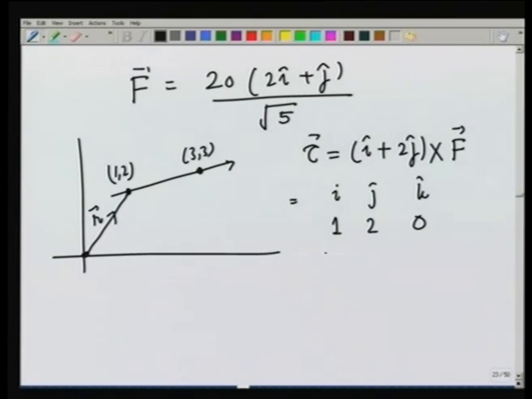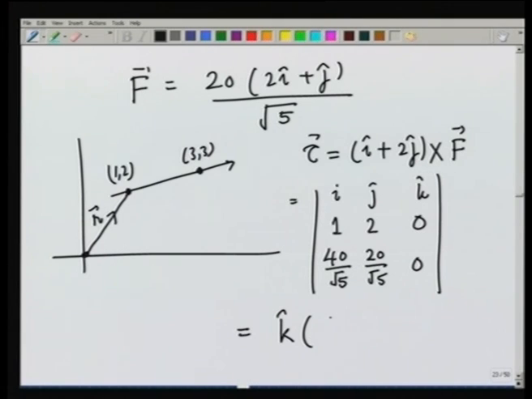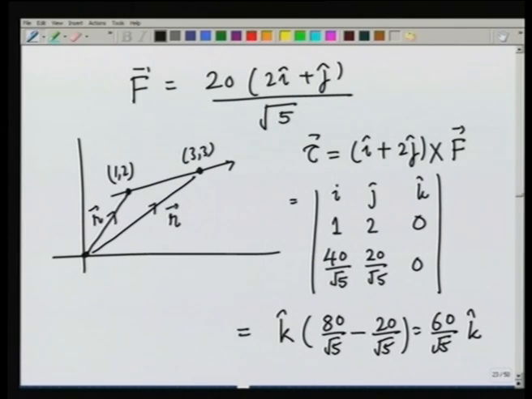For the force, it is 40 over root 5 i, j component is 20 over root 5, and 0. This gives i component 0, j component 0 and k component is going to be 80 over root 5 minus 20 over root 5, which is 60 over root 5 k. That is the torque. What will torque be if I take r instead to be the vector from 0, the origin, to 3, 3?